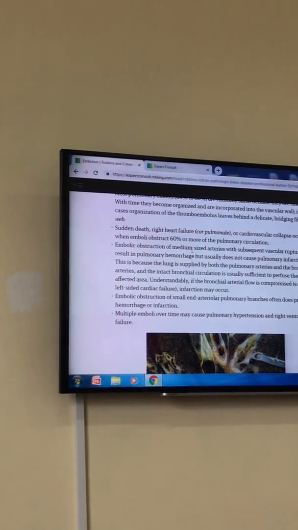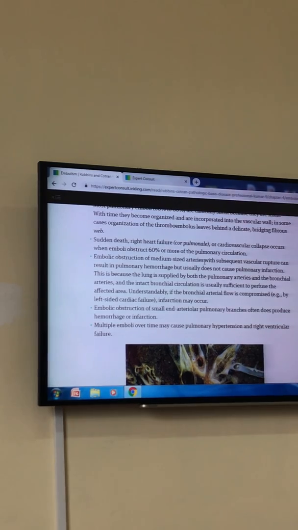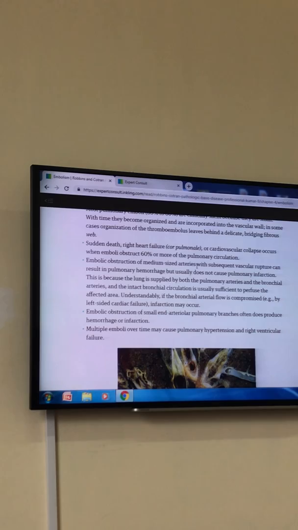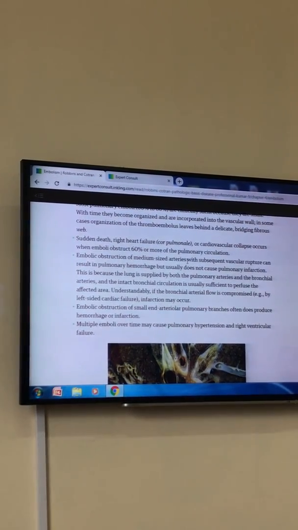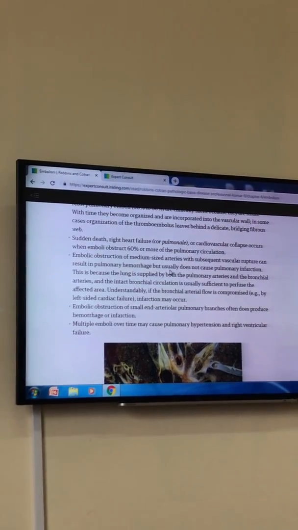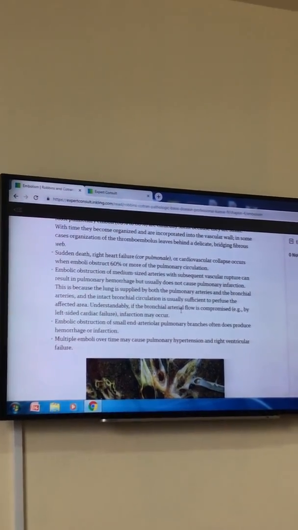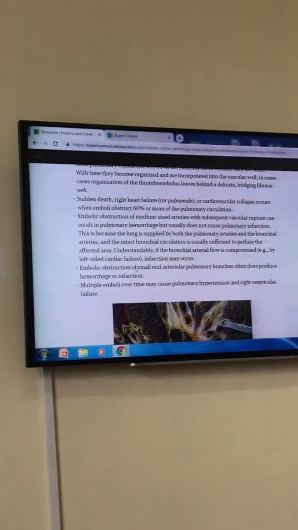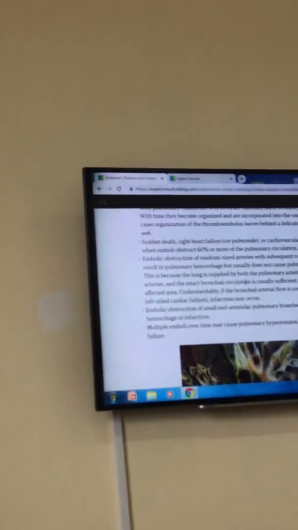That's why when medium-sized arteries are involved, because of having a dual type of circulation in the lung, there is less risk of infarction in the lung, and the more common type of clinical picture is hemorrhage. It causes pulmonary hemorrhage, not infarction. But if it is severe, it can cause infarction. This infarction is more common when smaller arteries are involved.